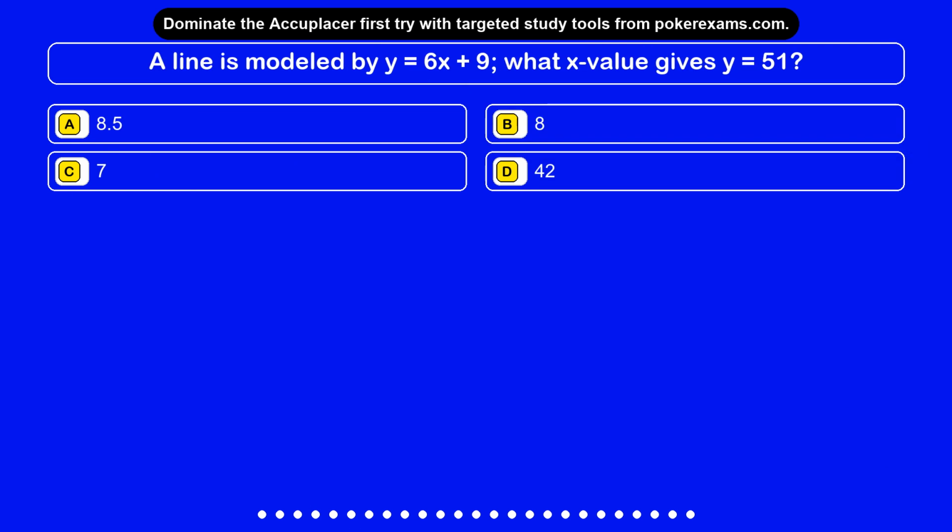Question 7. A line is modeled by y = 6x + 9. What x value gives y = 51? Option A, 8.5. Option B, 8. Option C, 7. Option D, 42.